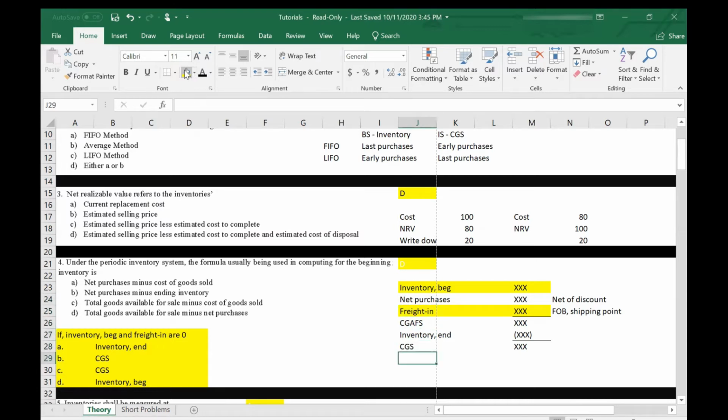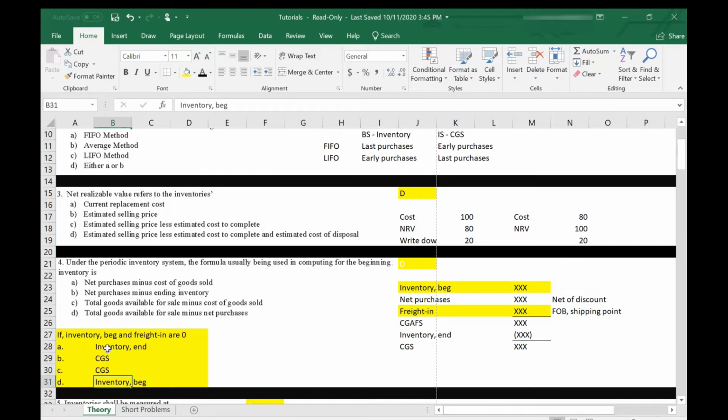So number 1, your net purchases minus CGS, or your cost of goods available for sale minus your CGS, is what? It's just your inventory ending, no? Kasi nga, yung binili mo, it's either mabenta mo siya, CGS, or di mo siya mabenta, inventory ends. For letter A, it actually refers to your inventory ending. For letter B, it's the reverse, no? Net purchases minus ending inventory is actually your CGS. So it's not the answer again.